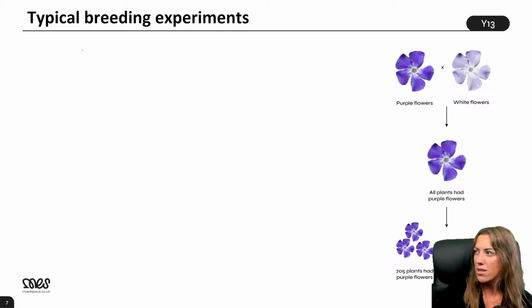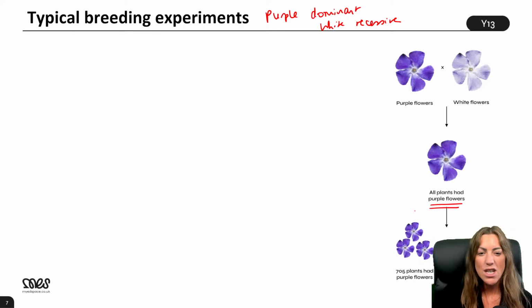So we're going to cross purple and white. Now I'm going to tell you that purple is dominant and white is recessive. I can actually see that in the diagram, because when we cross a purple and a white, it tells us that all the plants produced had purple flowers. So purple must be dominant, right? So I didn't really need to tell you that.